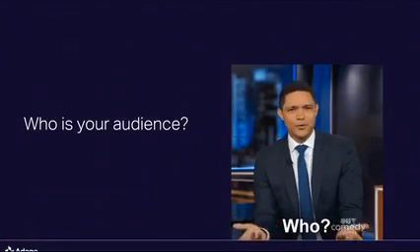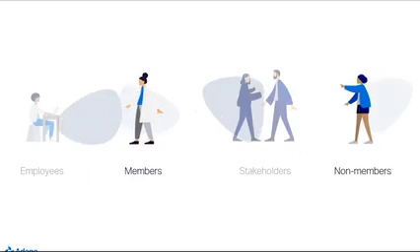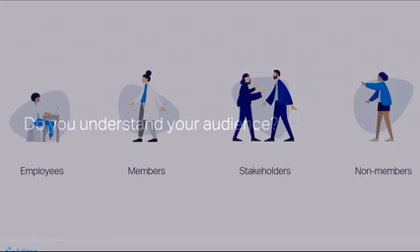So let's start with who your audience is. Lots of associations look very high level at their audience, so just members and non-members. And we would argue that that's an incomplete assessment of who you're talking to. That group really needs to include more audience segments like employees, staff, and stakeholders, to really round out the picture of what the audience looks like for you.